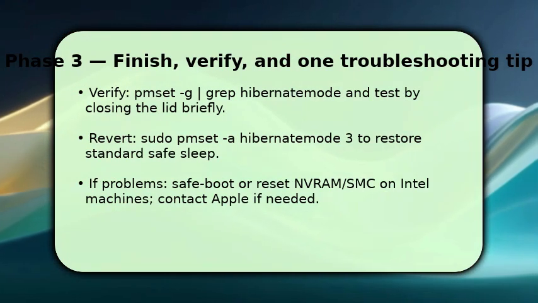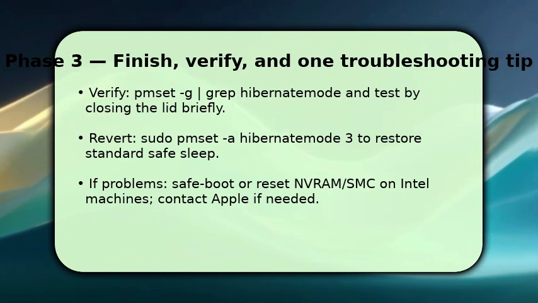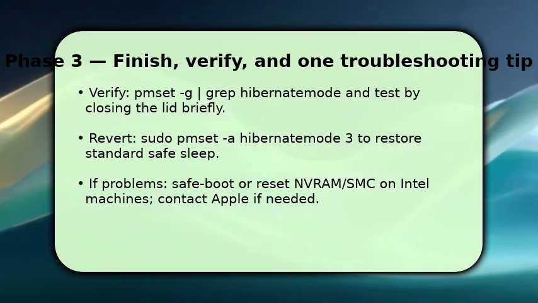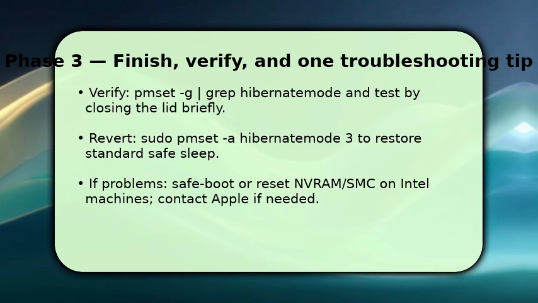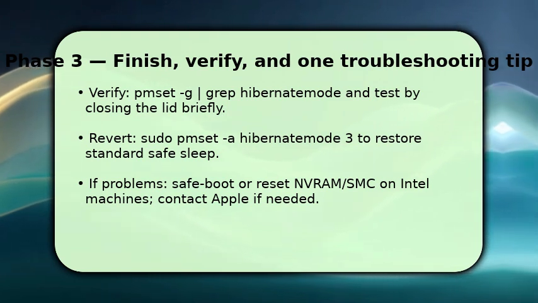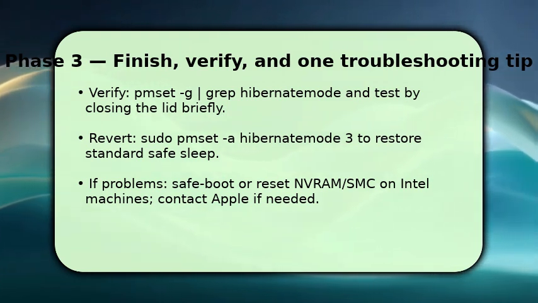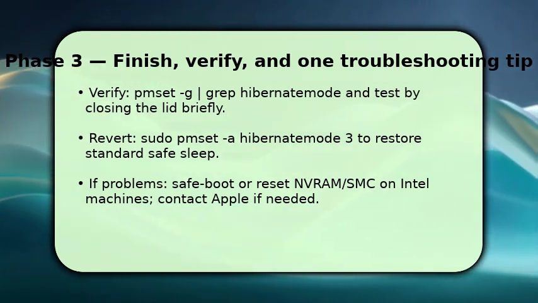Finish by verifying the change. Run pmset -g and test sleep-wake behavior by closing the lid for a minute. If it works, you've set full hibernate. If not, revert with sudo pmset -a hibernatemode 3 to return to standard safe sleep.